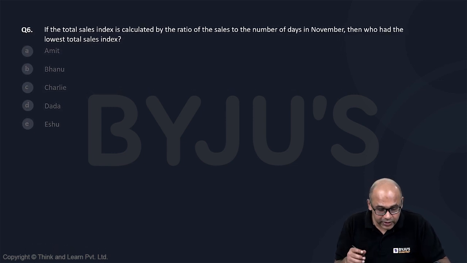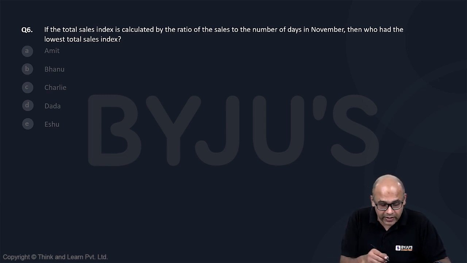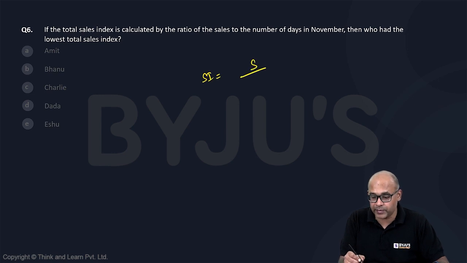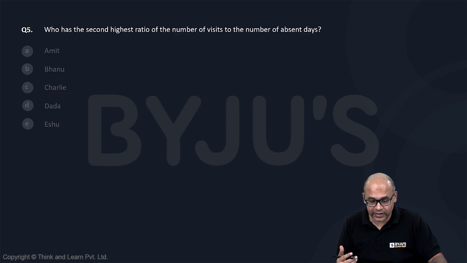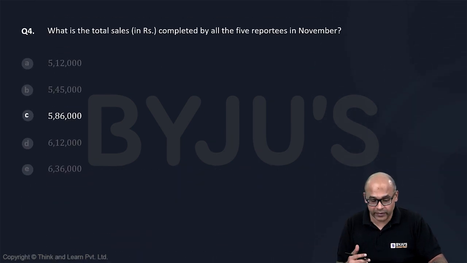If the total sales index is calculated by the ratio of the sales to the number of days in November, who had the lowest sales index? Sales index here is calculated as total sales by number of days, which is 30. The number of days is constant, so whoever had the least sales will be the answer. Who had the least sales? Because 30 is constant for everyone.